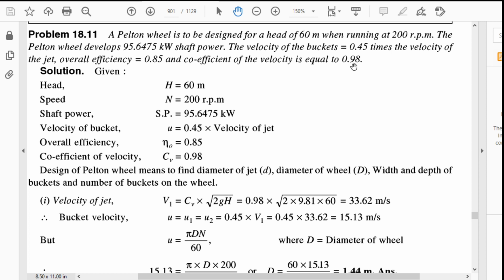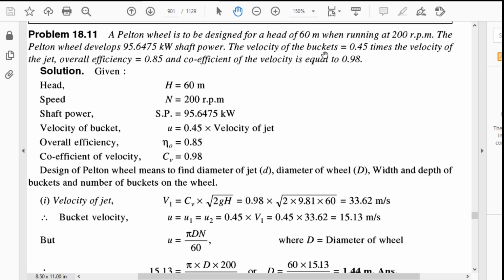Here in this problem they have given the head of the Pelton wheel, that is net head H equals 60 meters. N is given as 200 RPM. The shaft power is given as 95.6475 kilowatts.